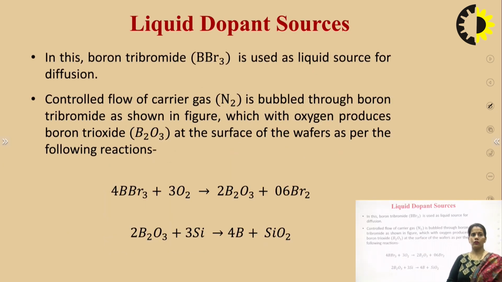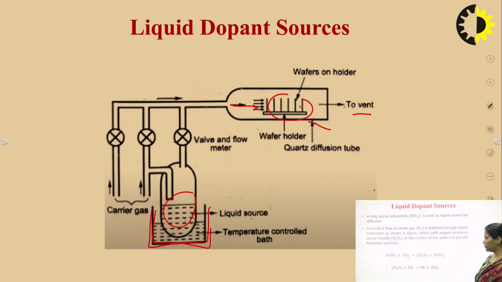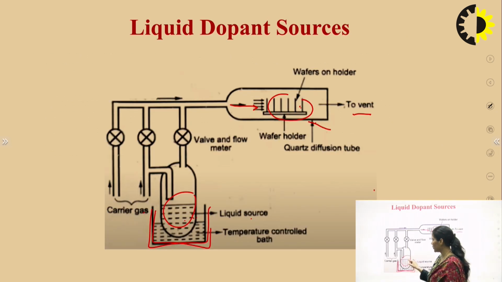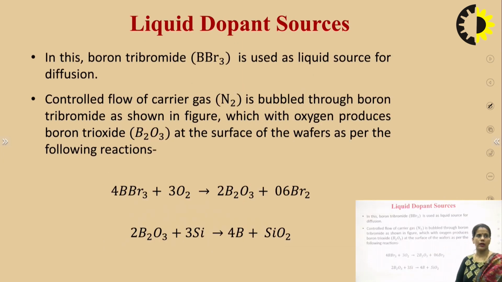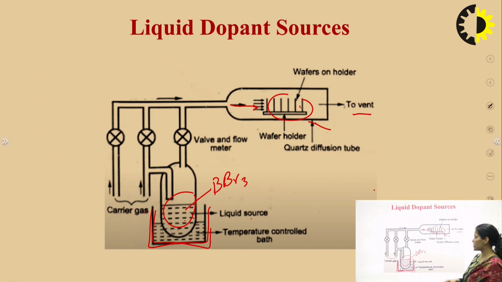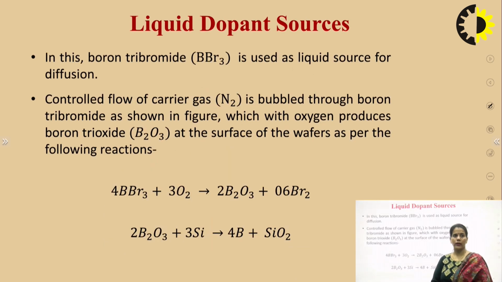The controlled flow of carrier gas is bubbled through boron tribromide. So this is boron tribromide, and the carrier gas is bubbled through this boron tribromide, as shown in the figure, with which the oxygen reacts. So some reaction is taking place over here, because the carrier gas is O2. When it combines with boron tribromide, the reaction takes place.